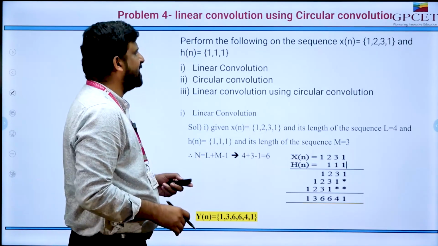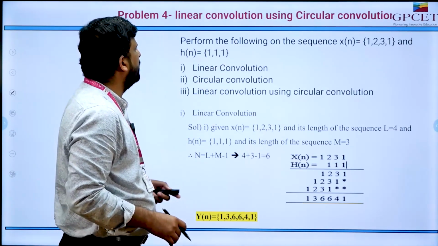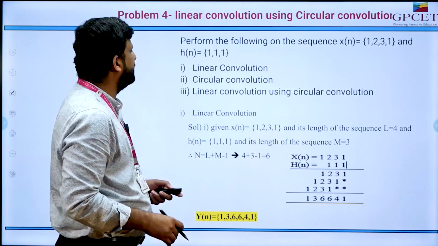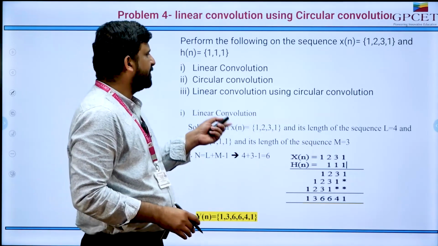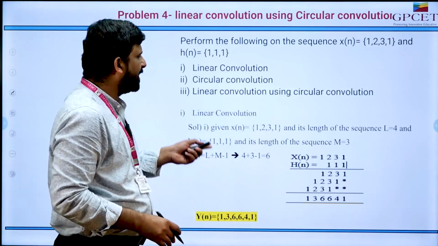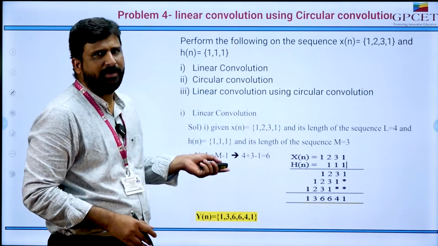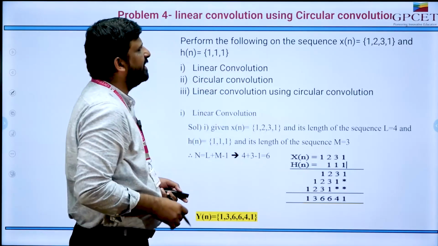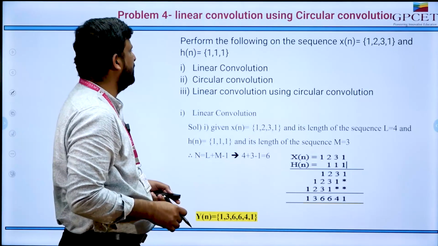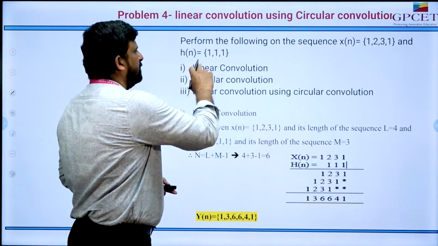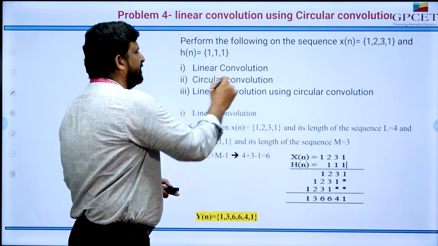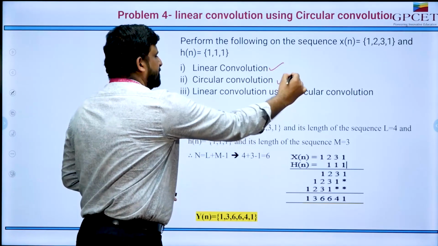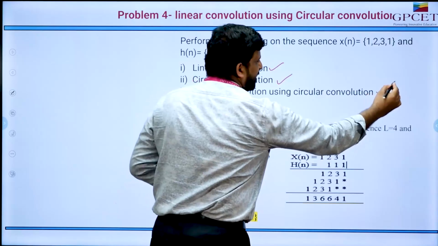By considering one example, I am taking one example related to this linear convolution. Already we have discussed this in the previous lecture. We will just recall what happens, so it will be helpful for the previous block diagrams. See here, they have given the input sequences x of n and h of n, and we have to perform linear convolution, circular convolution, and linear convolution using circular convolution.